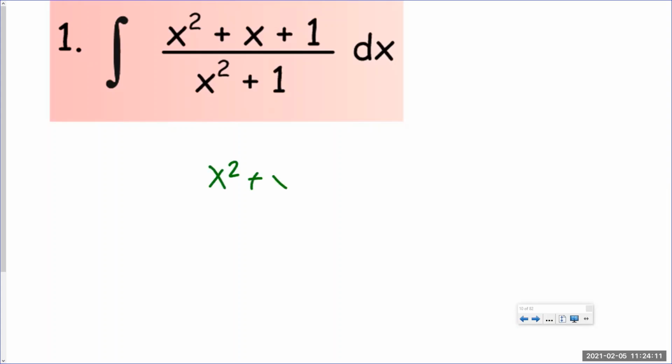So let's look at this problem here. All right, so x squared plus x plus 1 divided by x squared plus 1. Let's do it, guys. All right, nice. x squared times what is x squared? 1. Everybody good with that? Okay, then 1 times all of x squared plus 1. So what's 1 times x squared plus 1? x squared plus 1.